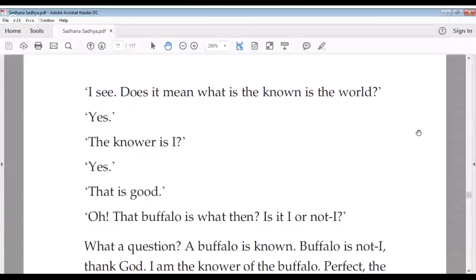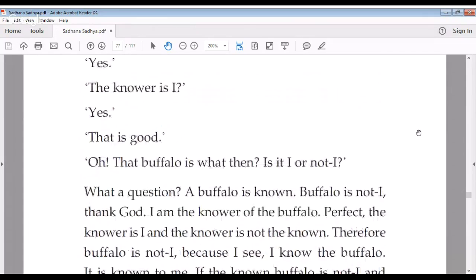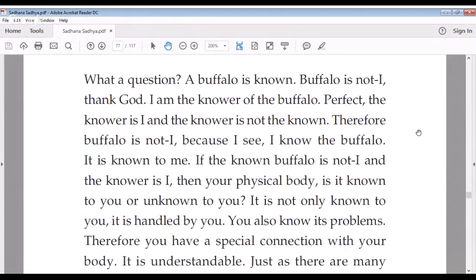Yes. The knower is I? Yes. That is good. Oh, that buffalo is what then? Is it I or not I? What a question. A buffalo is known. Buffalo is not I. Thank God. I am the knower of the buffalo. Perfect. The knower is I, and the knower is not the known. Therefore, buffalo is not I, because I see, I know the buffalo. It is known to me.